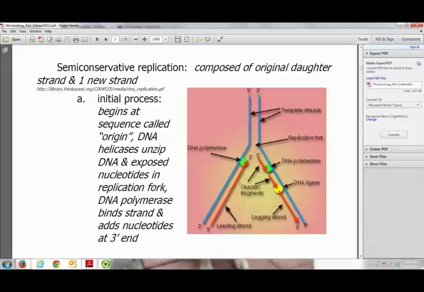unzip the DNA, and it's going to expose the nucleotides in a replication fork. Here you can see this is a replication fork where it's split apart. The DNA polymerase will bind the strand, and it's going to add nucleotides onto the 3' end. So you can see here that it's binding on. Your DNA polymerase is moving this direction, adding onto the 3' end. Here it's binding and adding onto the 3' end.